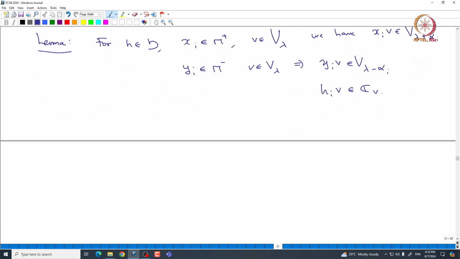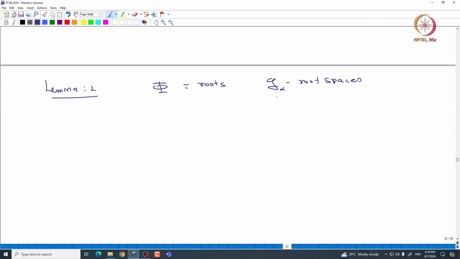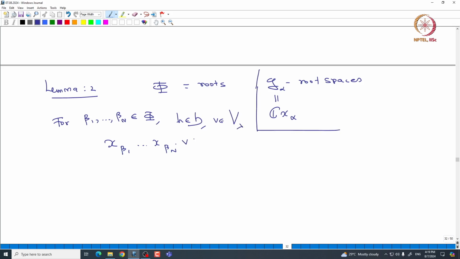So, now take finitely many elements from the root spaces. Okay. So, now we will generalize this to finitely many of them. Let us use phi for the roots and g alpha for the root spaces. If we take some elements, this is already one dimensional, so let us denote the generator by x alpha. So, if you take x beta 1 etcetera x beta n, for beta 1 etcetera beta n coming from phi, and let us say h comes from h and v comes from V lambda. Okay, then let us compute what happens to x beta 1 etcetera x beta n v, that is indeed the weight of that.